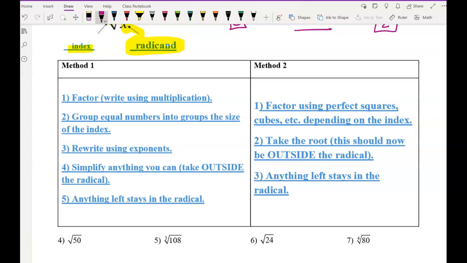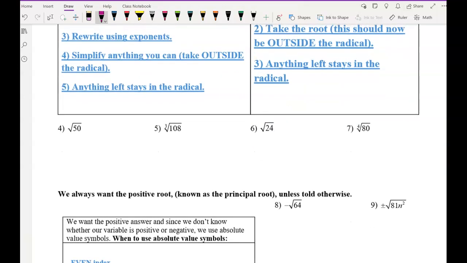Number 2, take the root. This should now be outside of the radical. Okay, so if you have a 4th index, that means you need sets of 4 to take it out. Anything left stays inside.